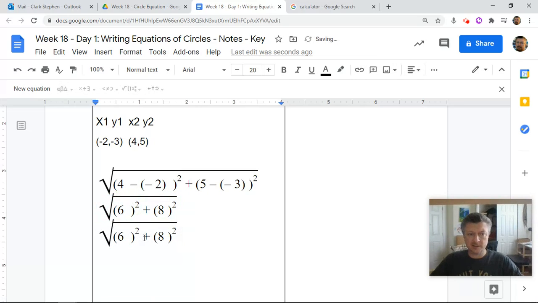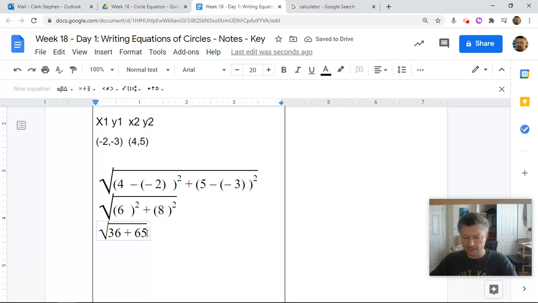6 squared, that's 6 times 6, which is 36. 8 squared, 8 times 8, which is 64. Oops, not 65, 64. And this is nice because when you add that, you get 100. 36 plus 64 is 100.